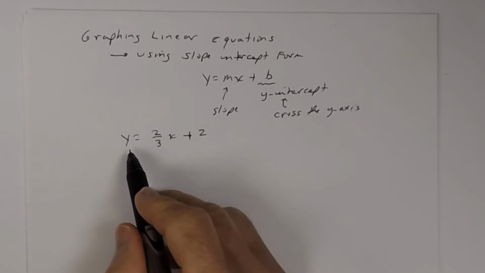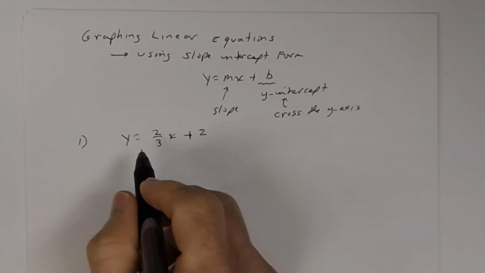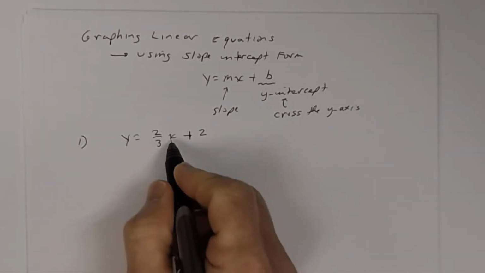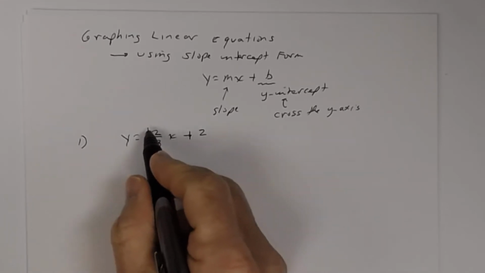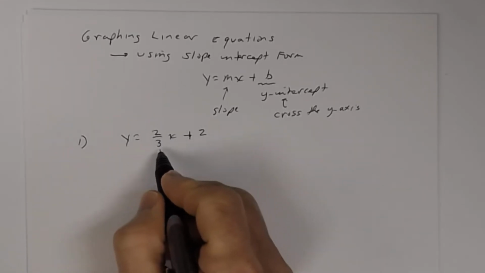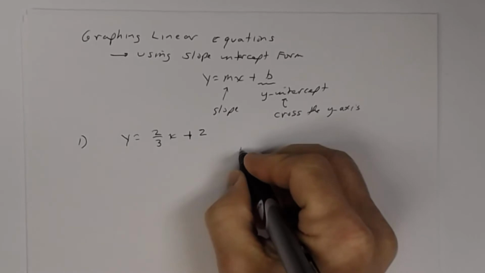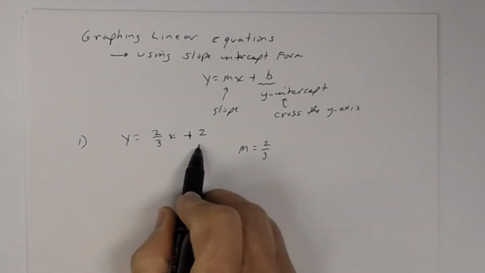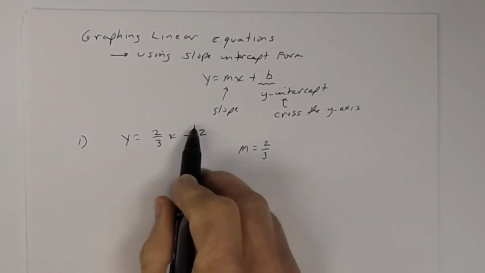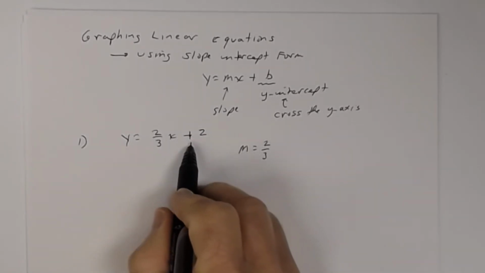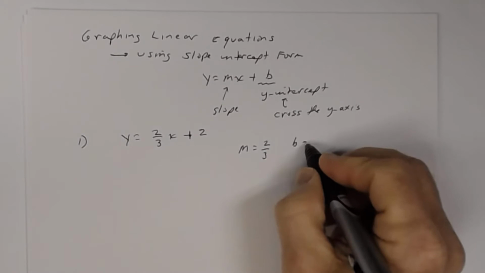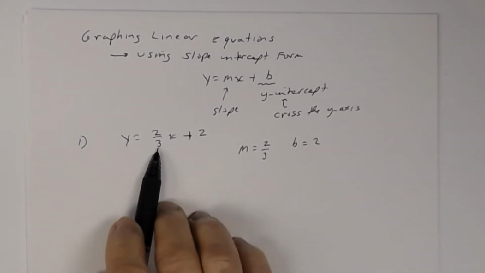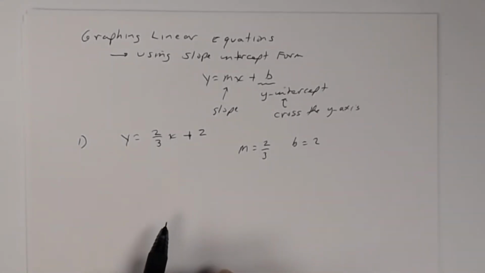Since this is in slope-intercept form, the coefficient of x is 2/3, so I'm going to write m equals 2/3. The y-intercept is the constant 2, so I'm going to say b equals 2. So m is 2/3 and b is 2.